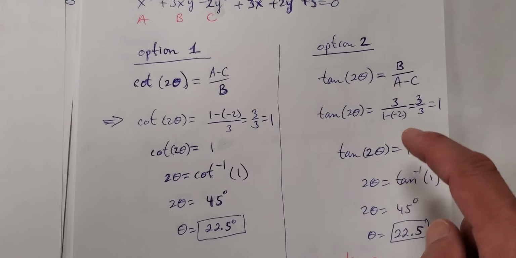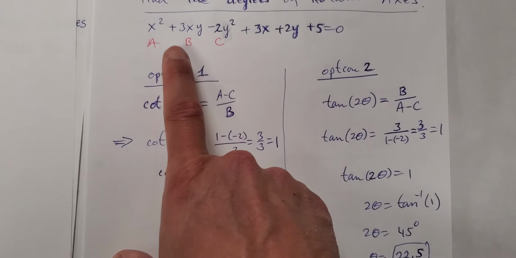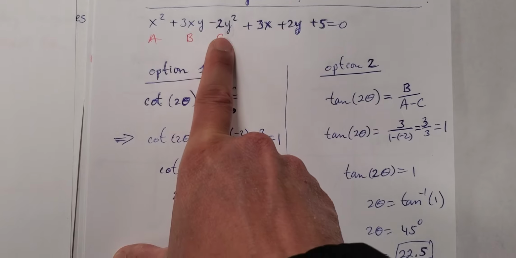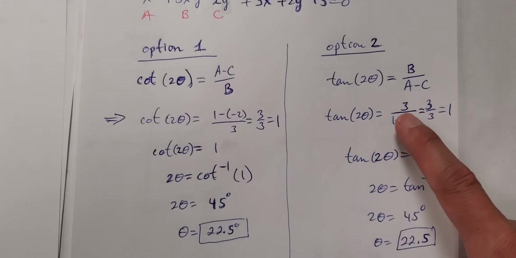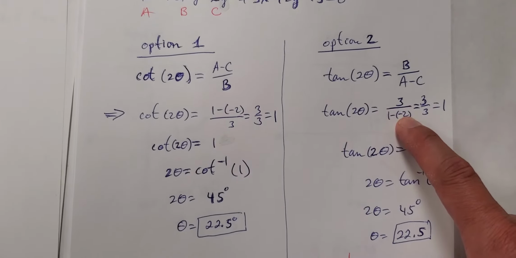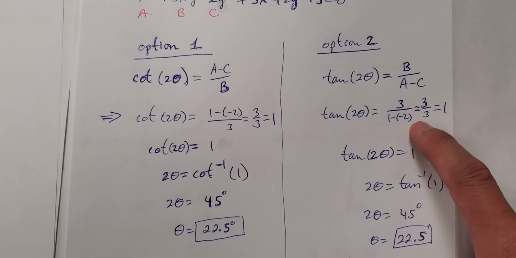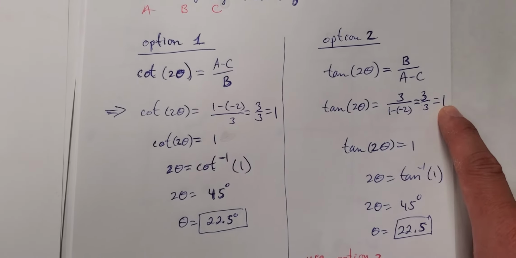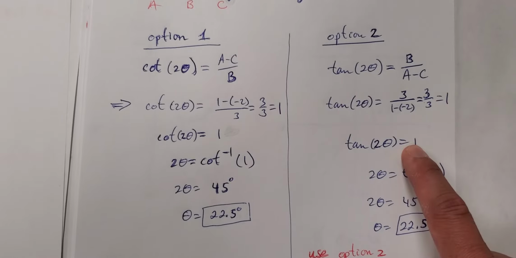So same procedure, put B in, which is 3, right here. B is 3, A is 1, C is negative 2. So same thing, 1, negative and negative, positive 2. So 1 plus 2 gives me 3. 3 divided by 3 gives me 1. So tangent of 2 theta equals 1.